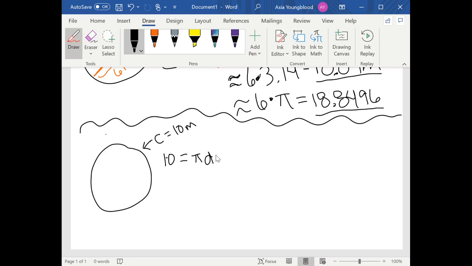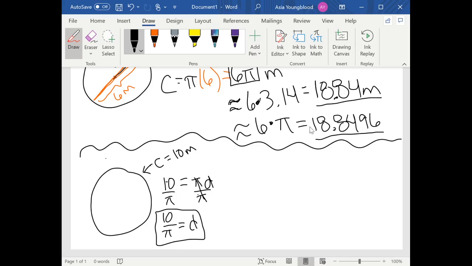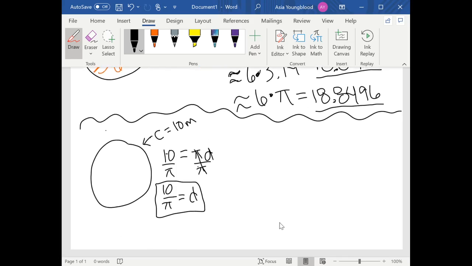To figure out what the diameter is, all you would do is get d by itself. To get d by itself, we divide both sides by pi. These cancel, so we're left with 10 over pi equals the diameter. So that's our final exact answer. I do want to show you the other two answers the same way we did here, and then I'm going to show you how to find the radius as well.